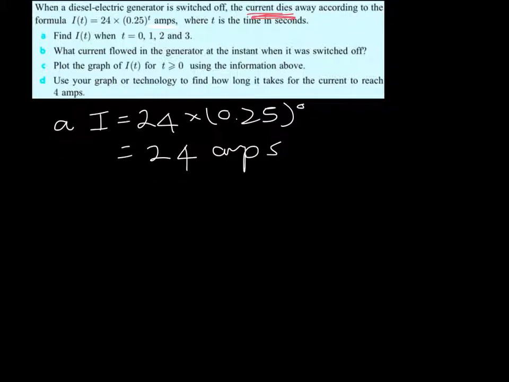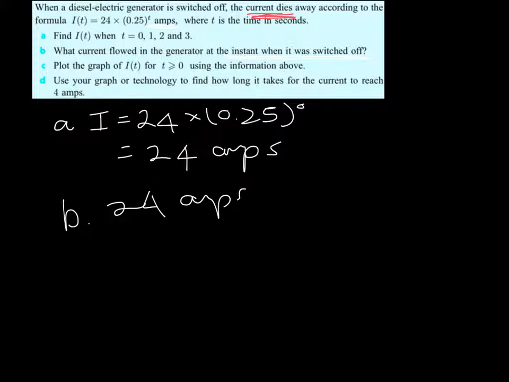what current flowed the instant it was switched off? That means time 0. Can you see the instant it is switched off? So in this case again it will be 24 amps because it is that initial time. Now they're saying plot it for this. Well, you would have had at least 3 data points there, and then all you can do is just plot those points, extend it a little bit further and put your arrow on to show that it carries on forever. Now the next one says use a graph or technology to find it.